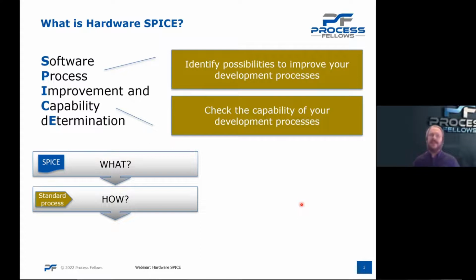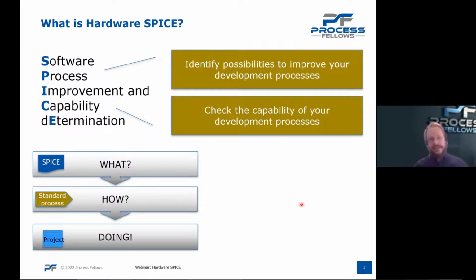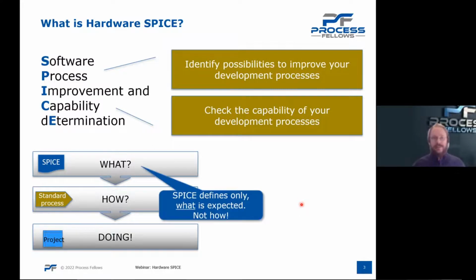This is where you have to define your standard processes, where you define how this should be done in the projects, because the projects are the third level here, the doing level. This is where they perform a kind of tailoring, so adjustment of the standard process to the situation of the project. So you never work according to SPICE itself. You work according to a standard process, and the standard process should cover the definitions, the ideas, the requirements of SPICE. So SPICE defines only what is expected, not how. This is, by the way, the most important information about SPICE, I can tell you, because this is a misinterpretation of many, many people, many, many companies that expect something else here.